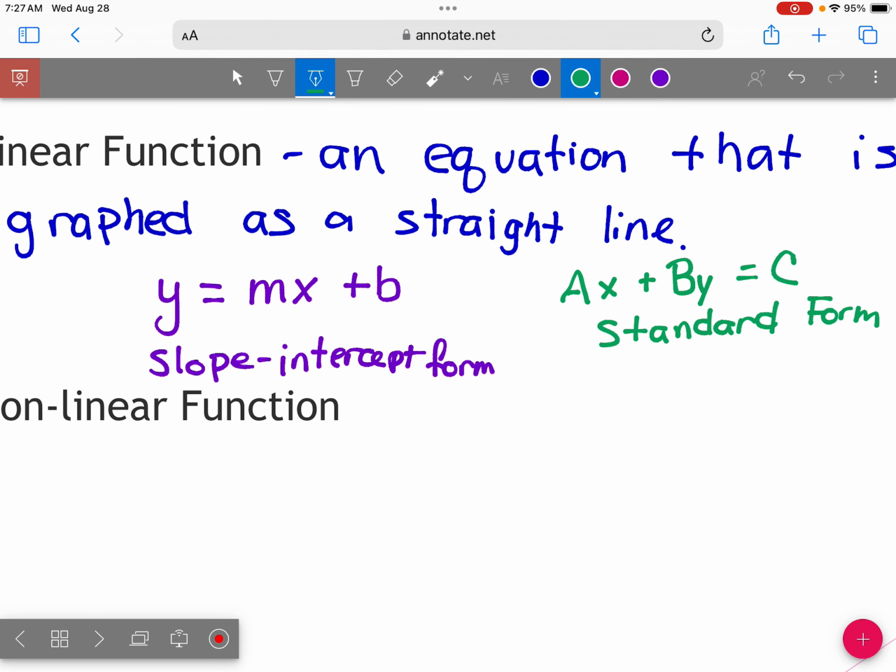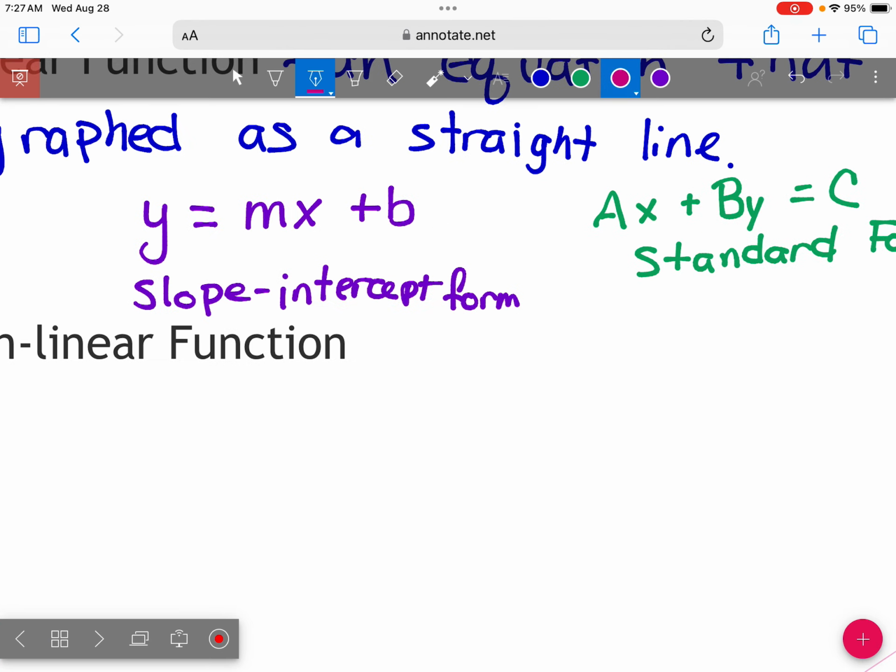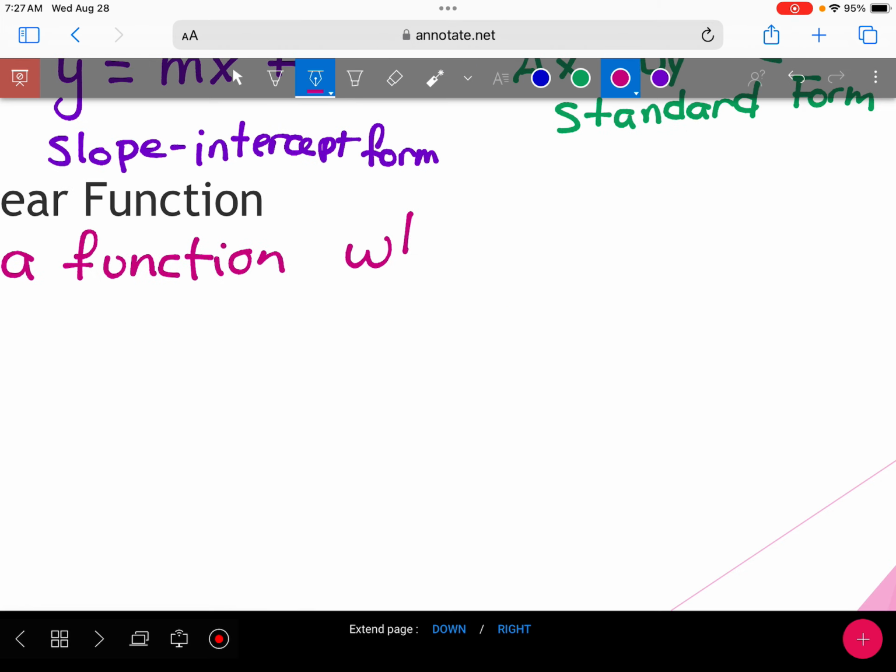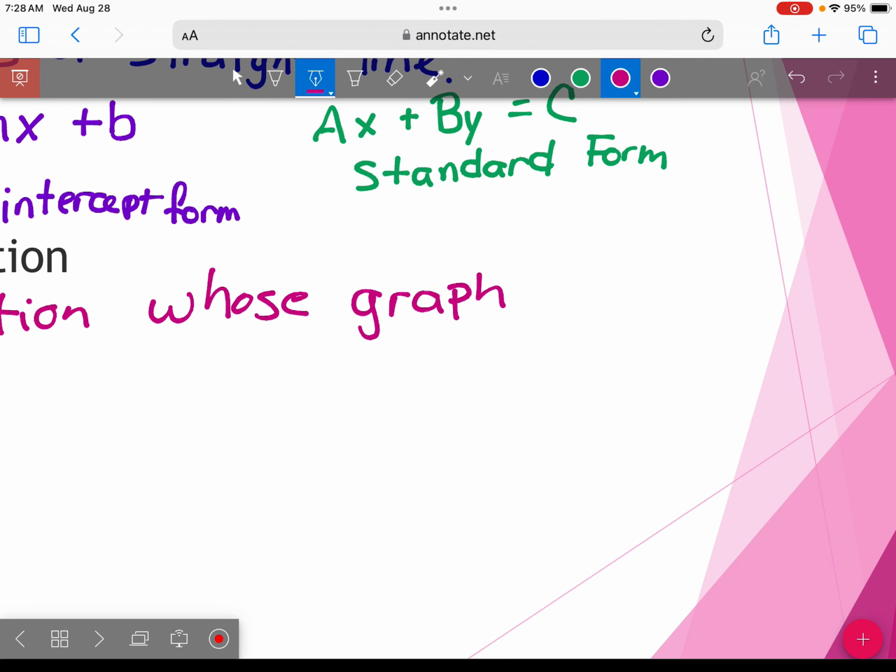So a nonlinear function is pretty much anything that's not that. It's anything that's not a line. So our nonlinear functions are going to be defined as a function whose graph does not sit on a straight line.